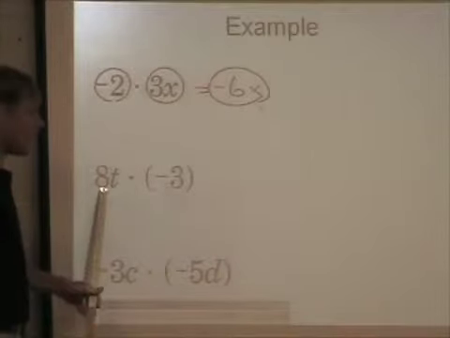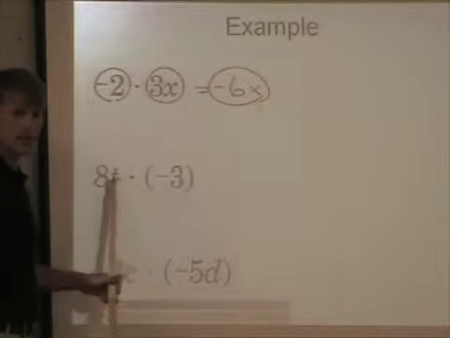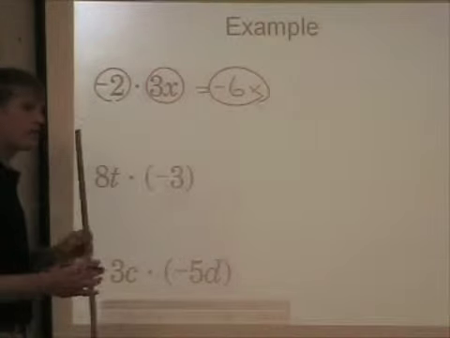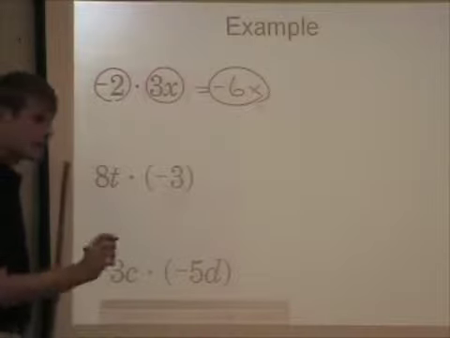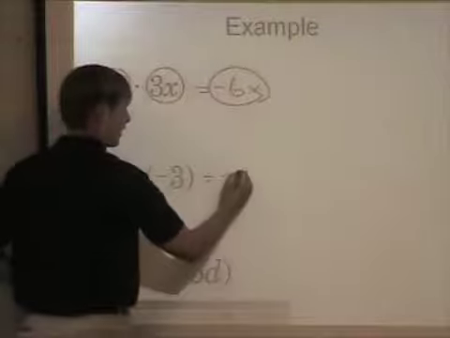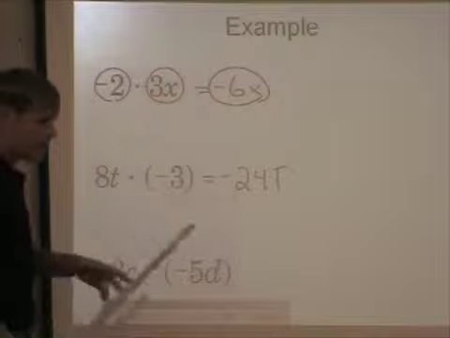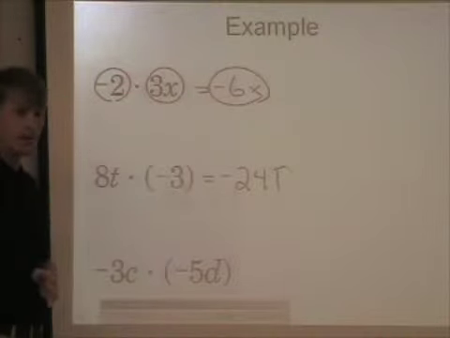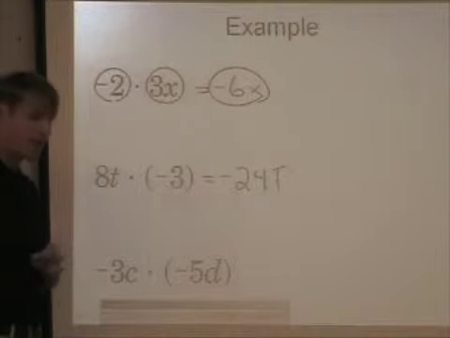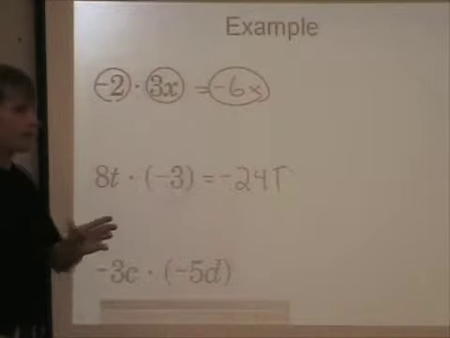Now here I've got a positive and a negative. The signs are different, so my answer is negative. If the signs are different, your answer is negative. So I got negative 3 times 8t, which is going to be negative 24t. So you're starting to notice a negative and a negative equals what? Positive. Good. A positive and a positive equals positive, but a positive and a negative equals negative.